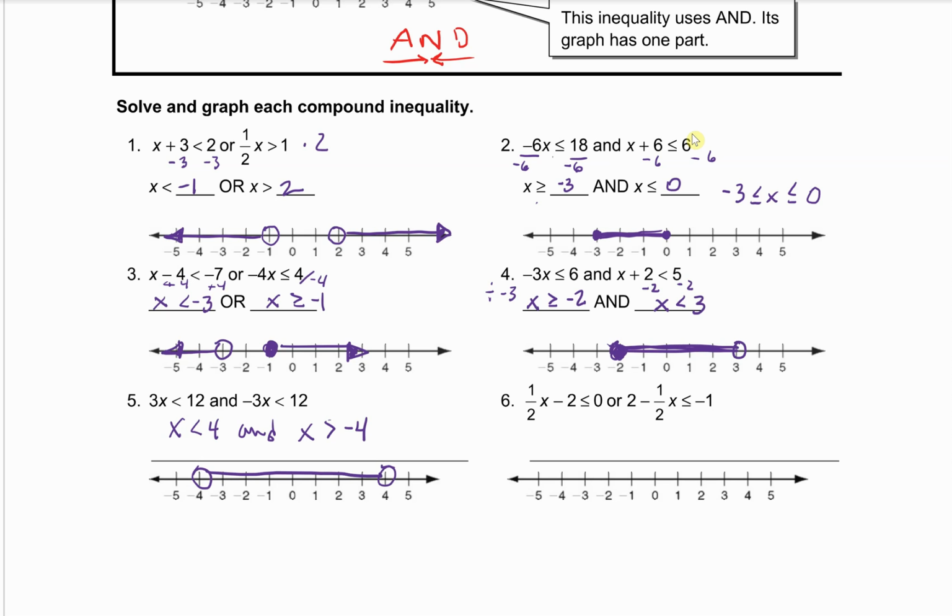Oh, wow, this one here. All right, so I'm going to add 2. So I'll have 1/2 x is less than or equal to 2. So x is less than or equal to 4. Or, let's see, I'm going to subtract 2, so I'll get negative 1/2 x is less than or equal to negative 3. X is going to be greater than or equal to 6, because I'm going to multiply by negative 2.